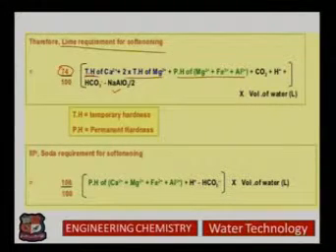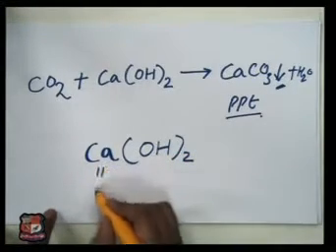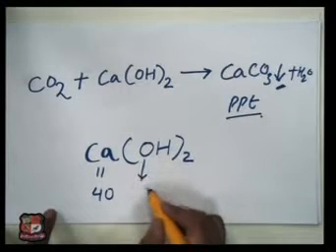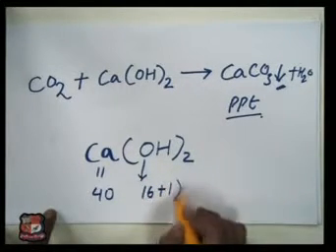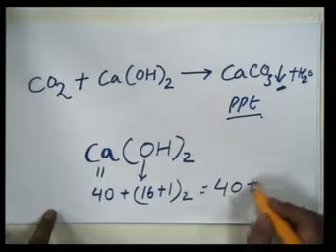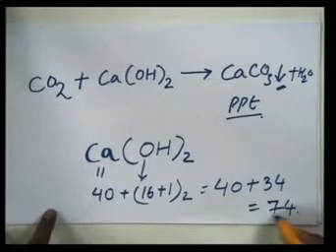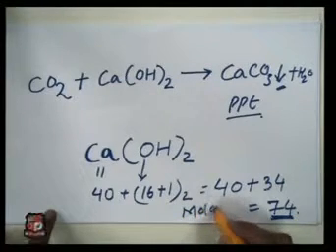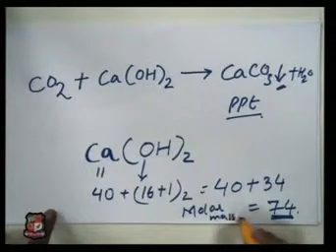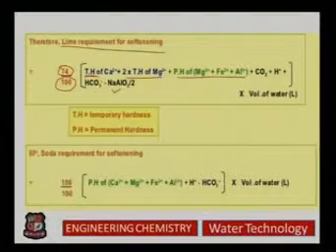The formula of lime is Ca(OH) whole twice. Atomic mass of calcium is 40, of oxygen 16, of hydrogen 1. It gives us 40 plus 34, that is 74. So 74 is the molecular mass of lime. 100 over here is used because we express all hardness in terms of CaCO3 equivalent. That's why 100 is used.